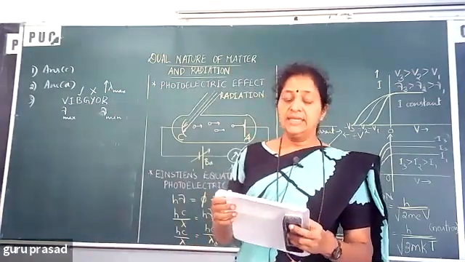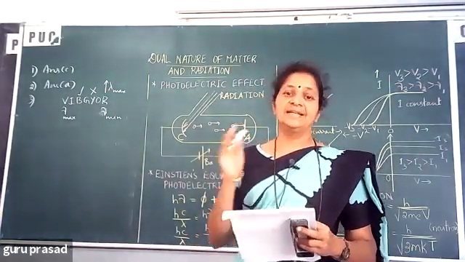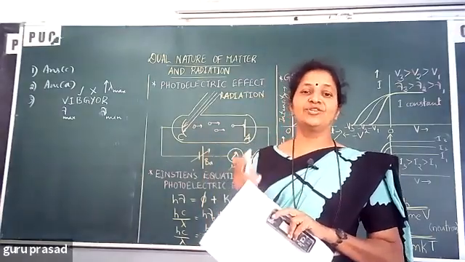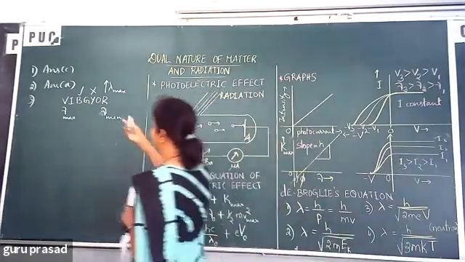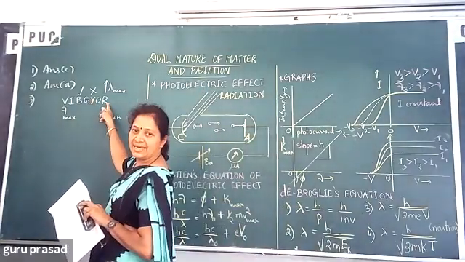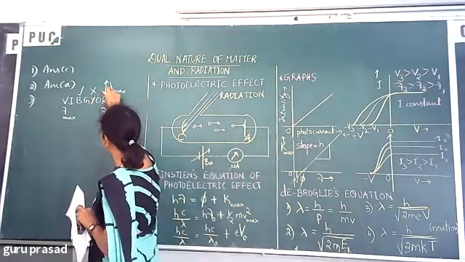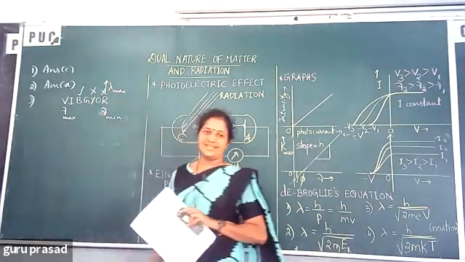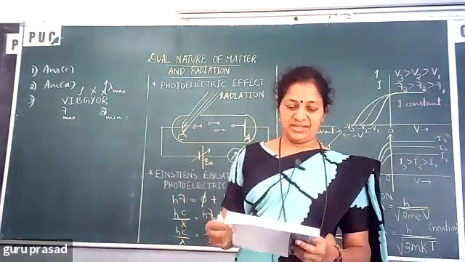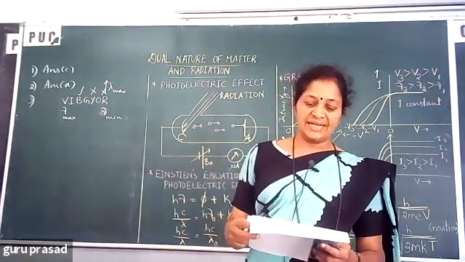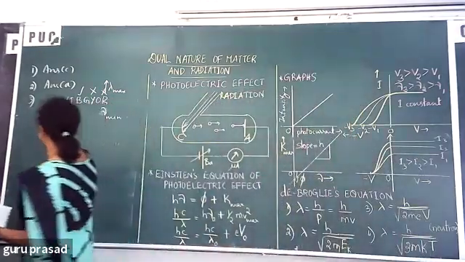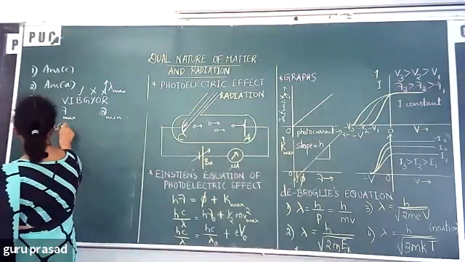Now they are asking, with red light, is it possible to get photoemission? Of course not. Yellow not possible means frequency is still less for red. Even with red, photoemission is not possible. So which option is it? No photoelectric emission will occur. So the answer is C.